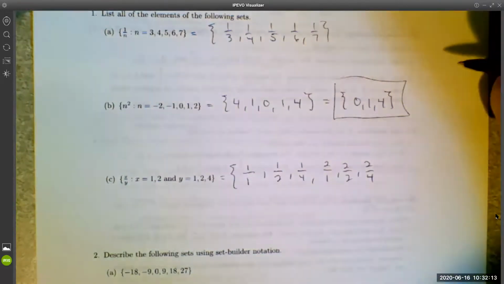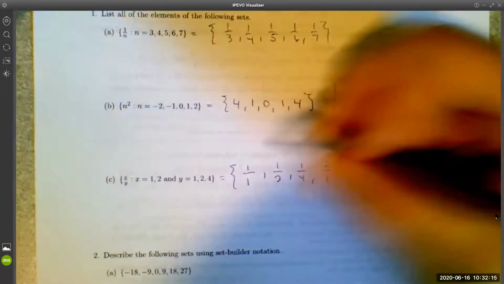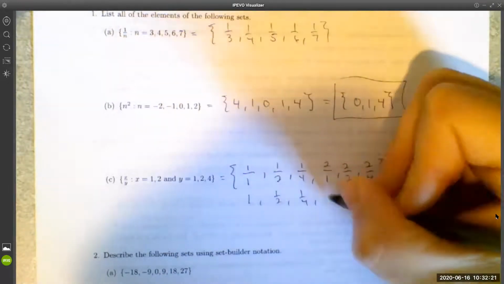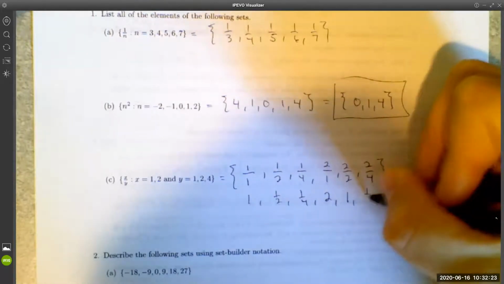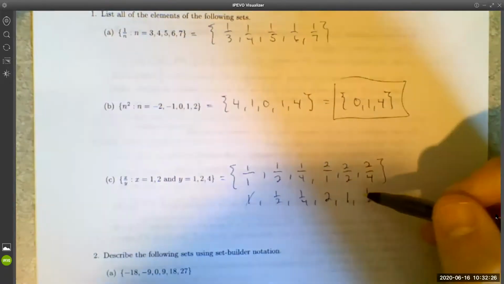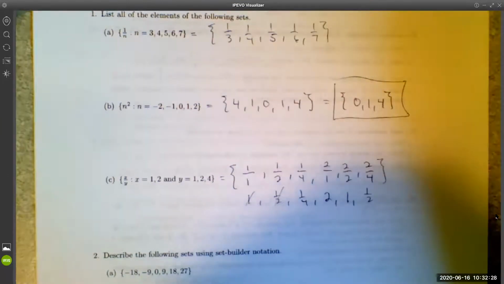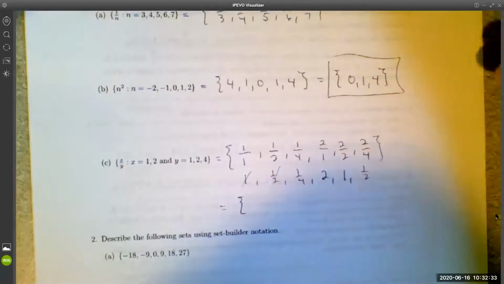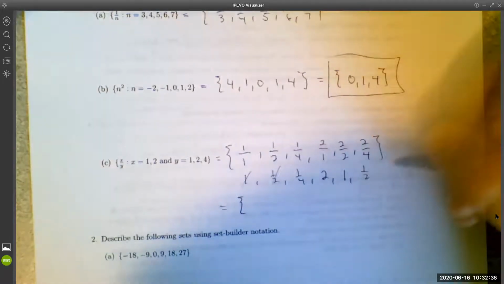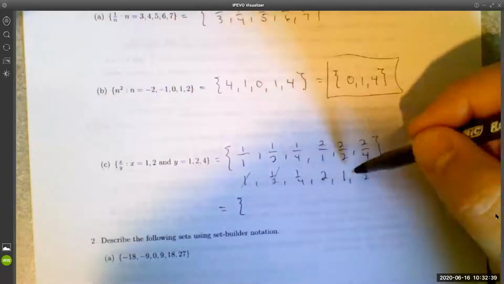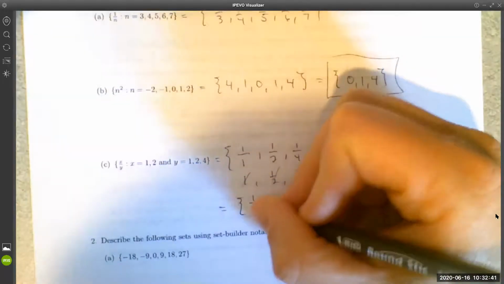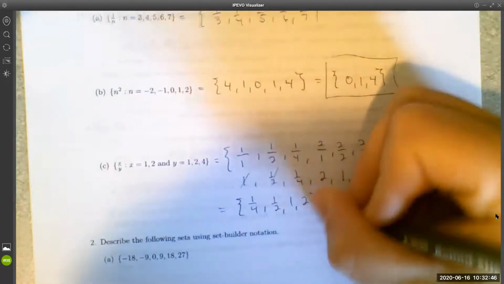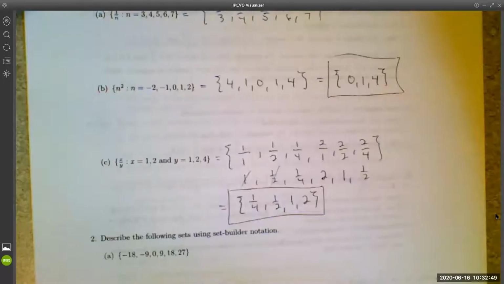And I have a feeling I have some repeats here. Because if I simplify these, this is really 1, 1/2, 1/4, 2, 1, and 1/2. So the 1 and the 1/2 are repeats, right? So at the end of the day, I would get the set going from smallest to largest. You don't have to order them, but I'm just going to order them smallest to largest. I would get 1/4, and then 1/2, and then 1, and then 2. So there's the roster notation.